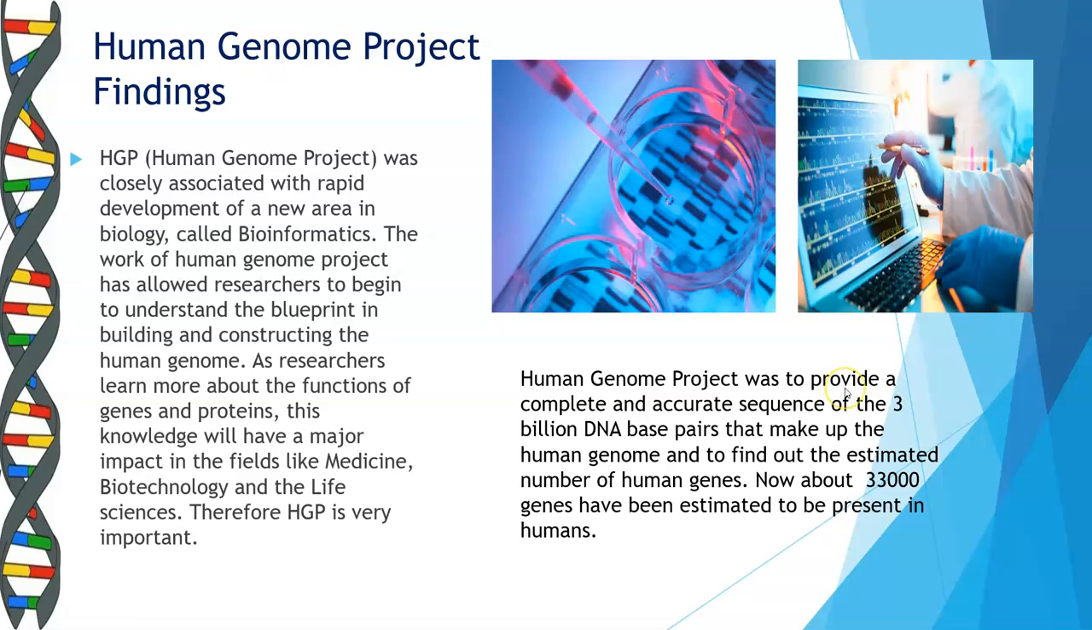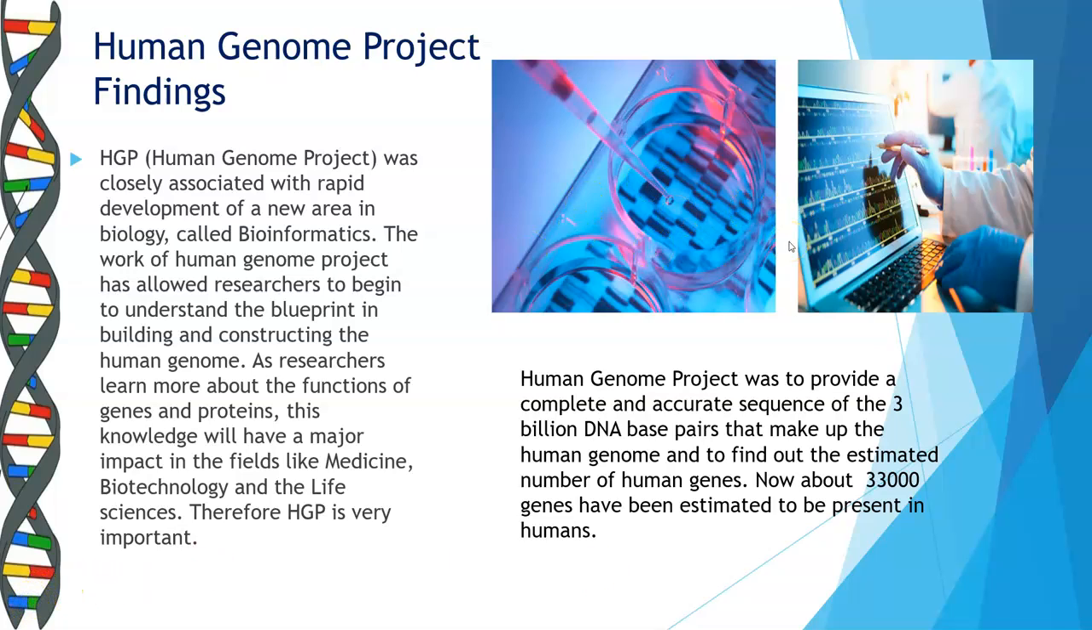Now, the Human Genome Project was to provide the complete and accurate sequence of 3 billion DNA base pairs that make up the human genome, and to find out the estimated number of human genes. About 33,000 genes have been estimated to be present in humans. So this is a remarkable achievement of the Human Genome Project.